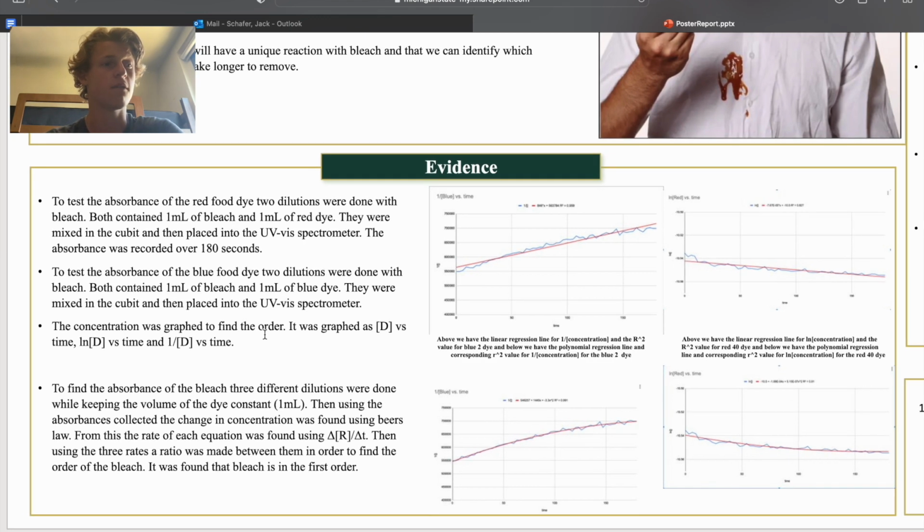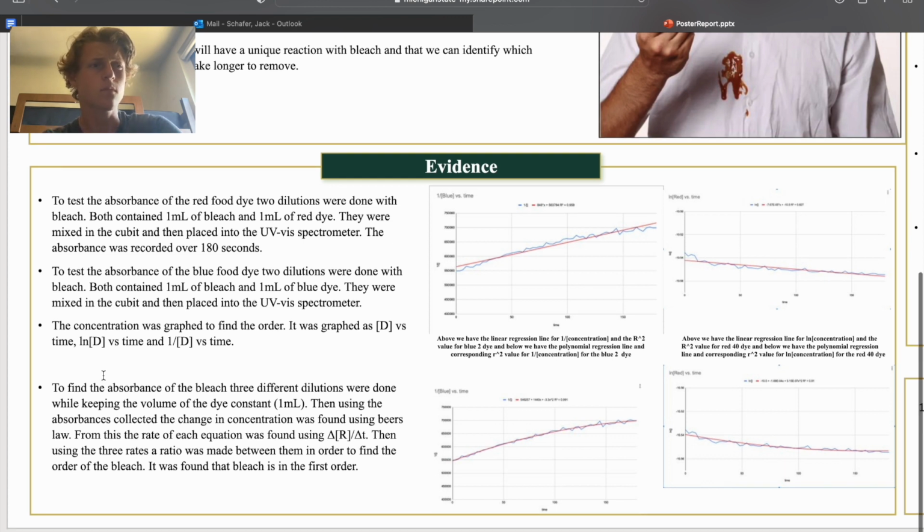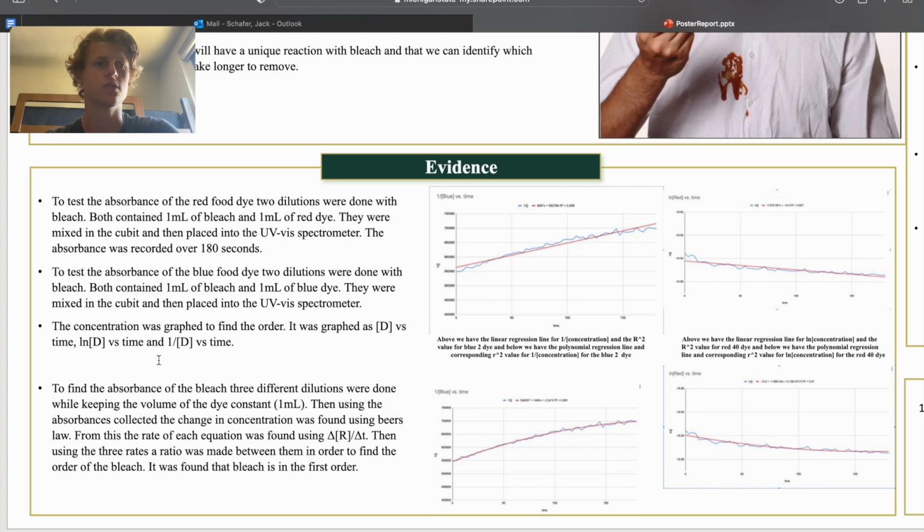Then to find the order of the bleach, this was the hard part. We did 3 different dilutions: 1 milliliter dye with 1 milliliter bleach, 1 milliliter dye with 1.5 milliliters bleach, and 1 milliliter dye with 2 milliliters of bleach. Essentially we kept the dye as the standard and changed the bleach to try and find the order of the bleach.